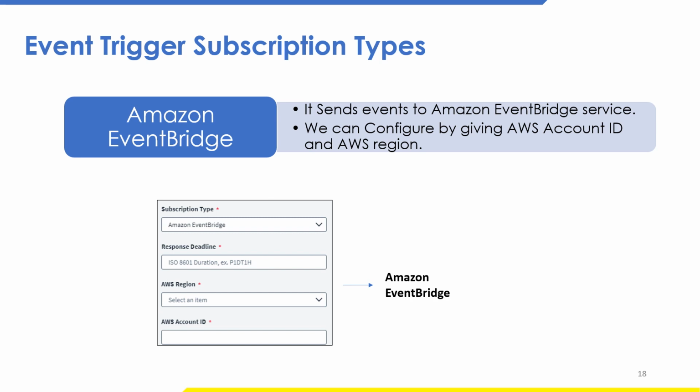Here in this slide, let's know about the Amazon Event Bridge subscription type. It's a subscription type which sends events to Amazon Event Bridge service. Here we need to select AWS region from the drop-down menu for supported regions. Enter your AWS account ID in the provided field. Next, down below, select the Enable or Disable button to enable or disable the subscription. Select Save to subscribe the event trigger. If you enable the subscription, the event trigger is live and will notify the third party system when that specific event occurs in IdentityNow.